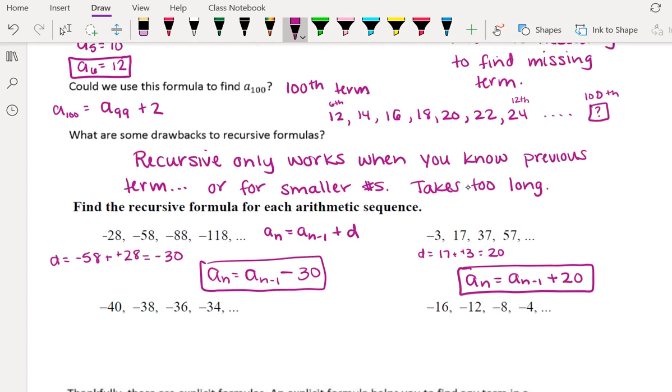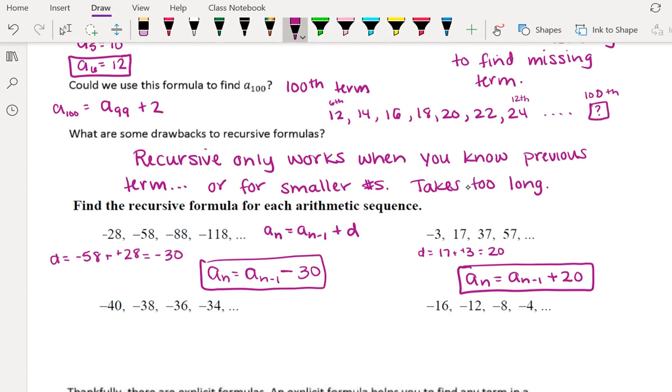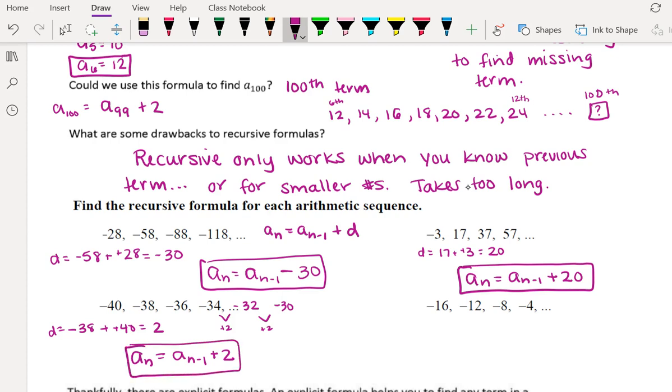Okay, if I look at the other ones, negative 40 to negative 38, I'm taking negative 38 minus a negative 40, that's add, so that's a positive 2. So whatever term is equal to the term before it plus 2. So if I add 2, I would get to negative 32. If I add 2, I would get to negative 30, and so on and so forth. Okay? All right. So that's how you use the recursive formula.